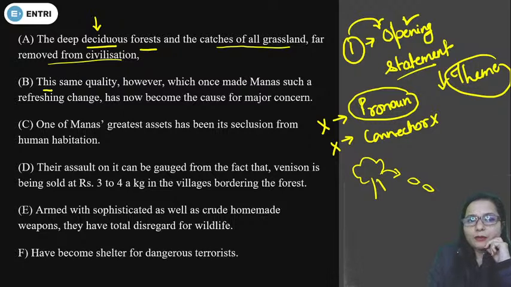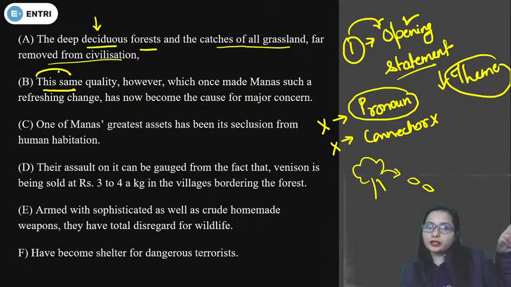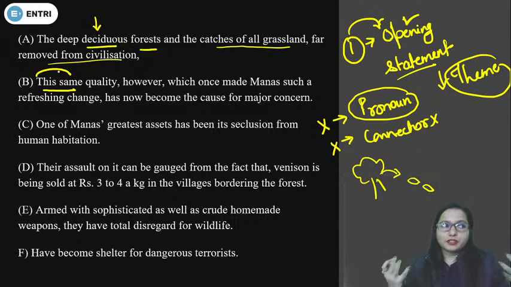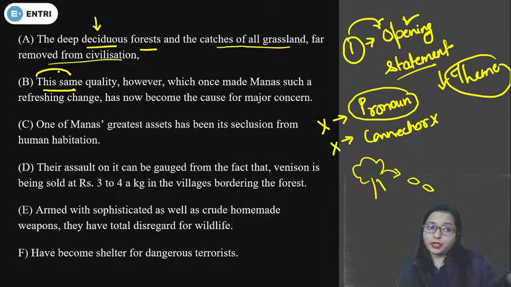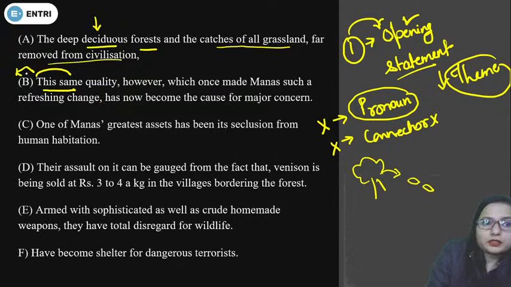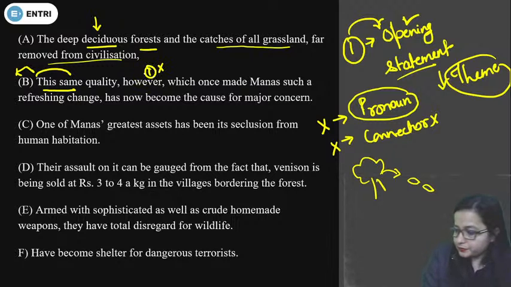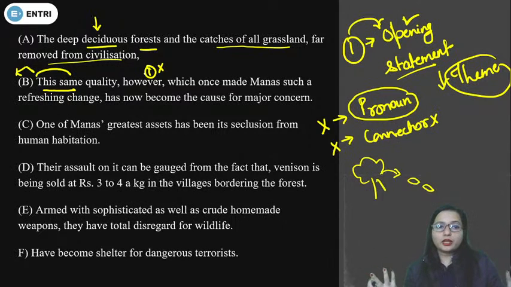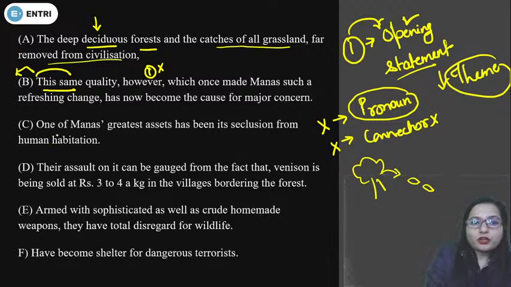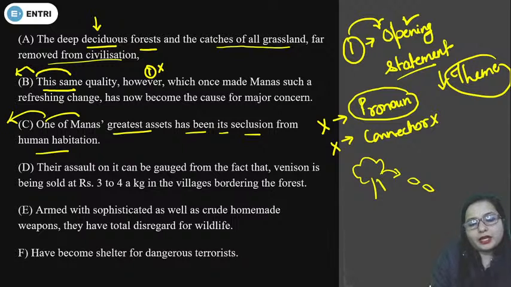Now, this same quality: when we have a demonstrative pronoun, this same quality, it is demonstrating towards something. Okay, and if we do not have something before this, how can you demonstrate to something? Something should be there before it, so it cannot be the first statement, right? Understood? This same quality, which quality, what are you talking about? It should be mentioned before it. Now, one of Manas's greatest assets has been its seclusion from human habitat. Again, one of Manas's, that means some information should be there before this statement.